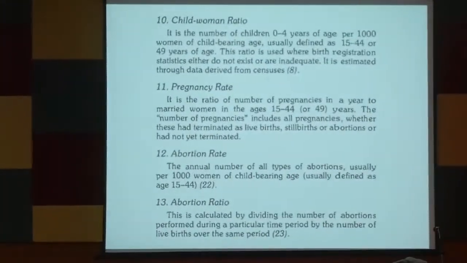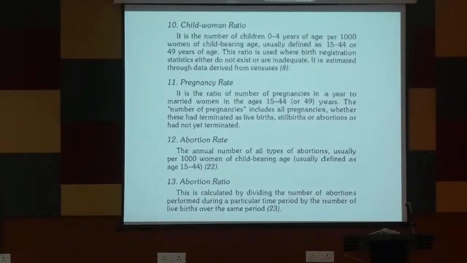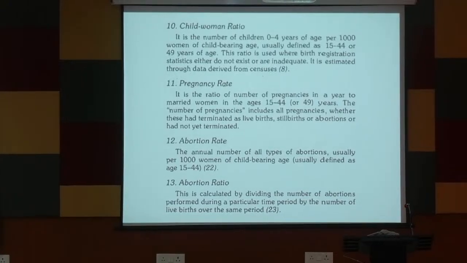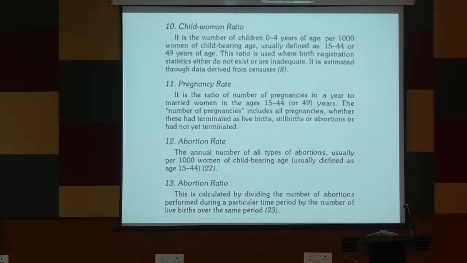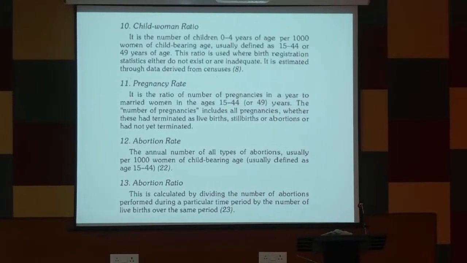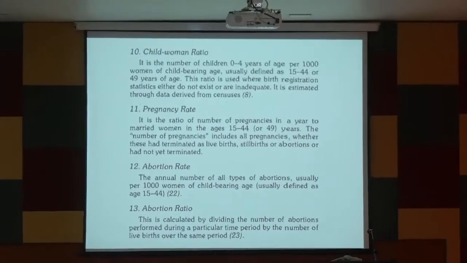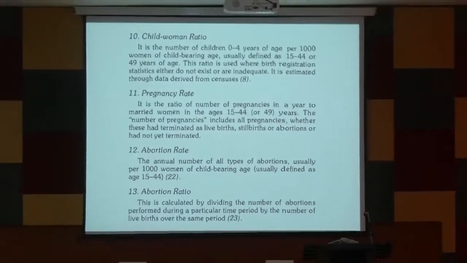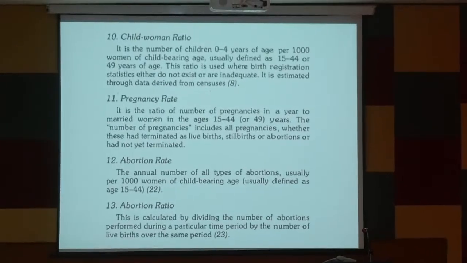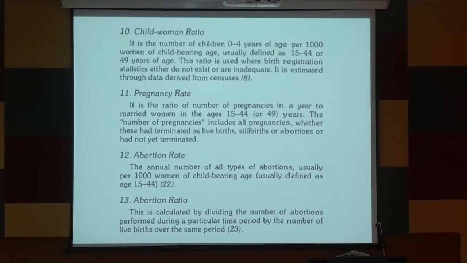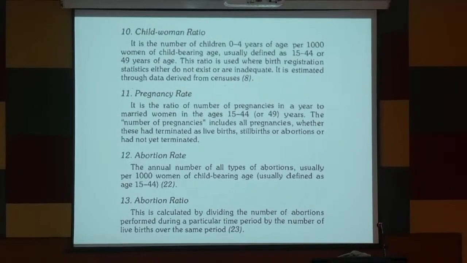The child woman ratio is the number of children 0 to 4 years of age per 1000 women of the childbearing age. This ratio is used where birth registration statistics either do not exist or are inadequate. It is estimated through data derived from censuses. So per 1000 women, children কতজন আছে? So child is to woman ratio.